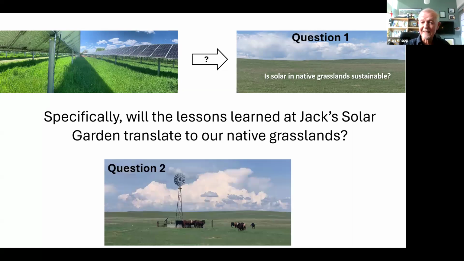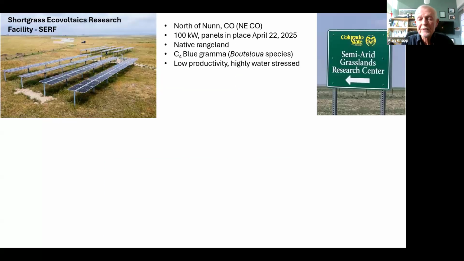And then eventually we'd like to get to the point of thinking about grazing under these systems as well, cattle grazing in particular, because that's the dominant type of grazing that occurs in this region. And so to do this, we built a very small array, a research array. We call it the Short Grass Ecovoltaics Research Facility, or SURF for short.